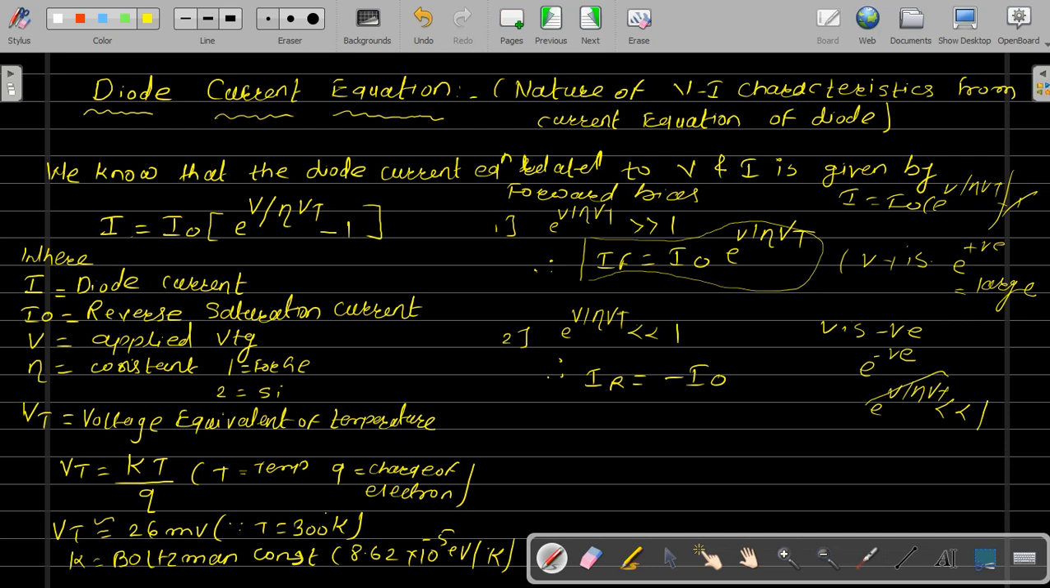When these terms get neglected, what will your answer be? Reverse current equals reverse saturation current into minus 1, nothing but IR equals minus I naught. That means whether you apply forward or reverse bias, this equation holds good. It is applicable, and this is the diode current equation, and in the exam they will be asking problems using this current equation. So let us see a simple example of this diode current equation problem.